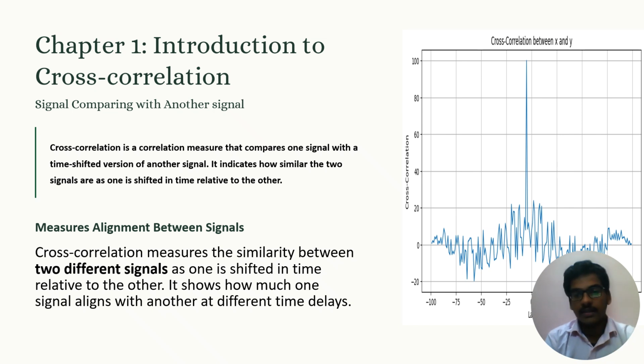A peak in cross correlation, as we see here in the graph, indicates the time delay at which the signals are best aligned. So it measures the similarity between two signals. That is what cross correlation means. It shows how much one signal aligns with another at different time delays.